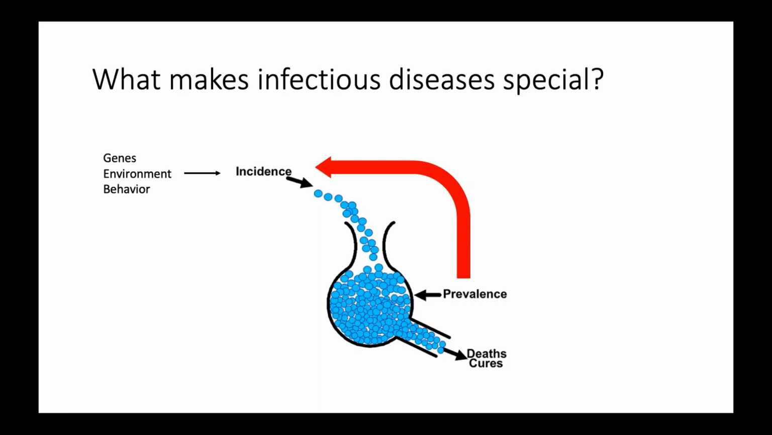This dynamic feedback that occurs from prevalence impacting incidence is really what makes infectious diseases special, and why mathematical models are necessary to answer those questions that I had on the previous slide.